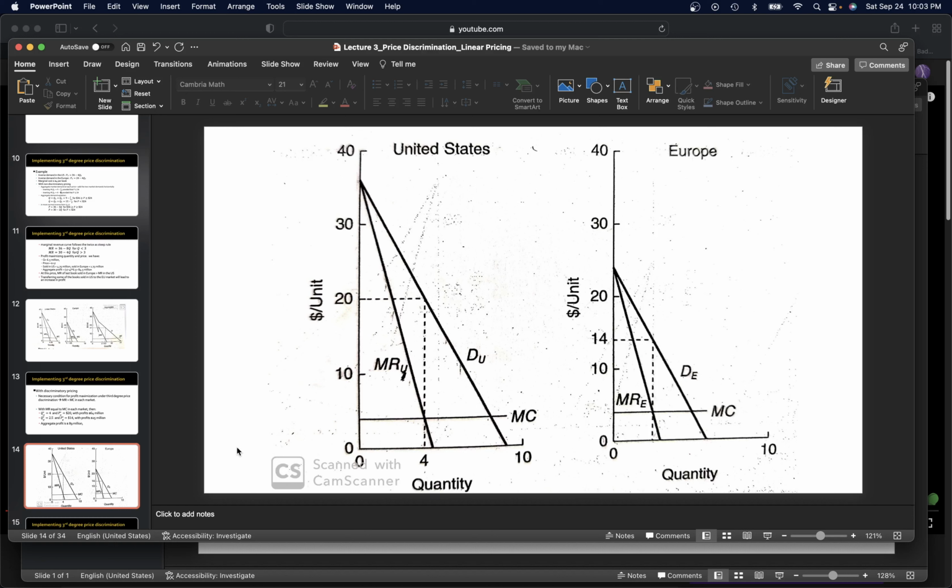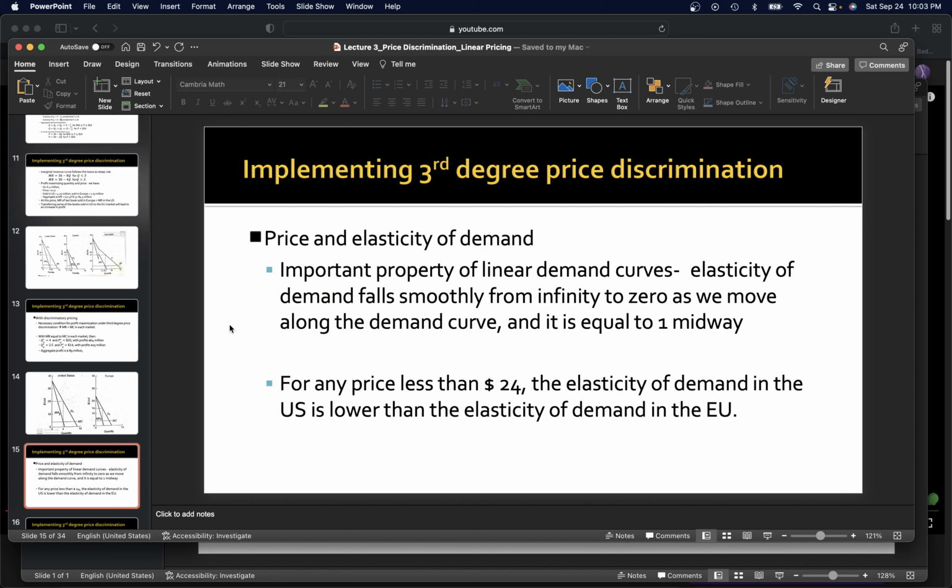So here you've got that situation where in each place you would want to maximize by setting marginal revenue equal to marginal cost in either country. And you've got 14 as the price in Europe and 20 as the price in the United States.